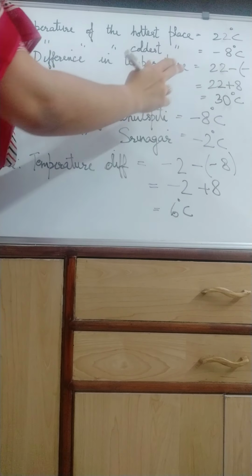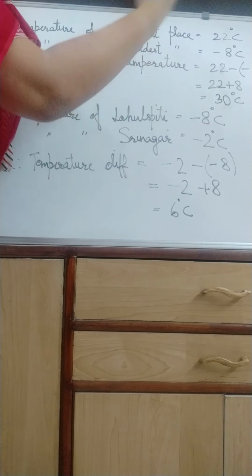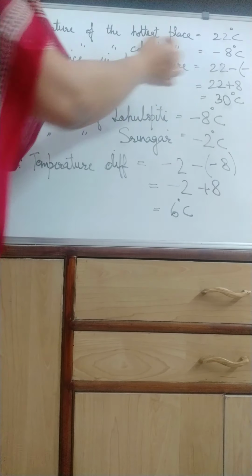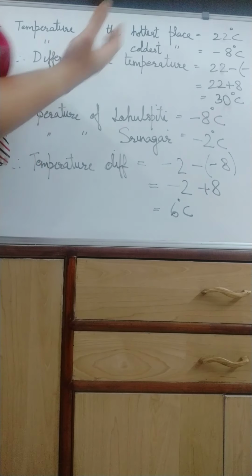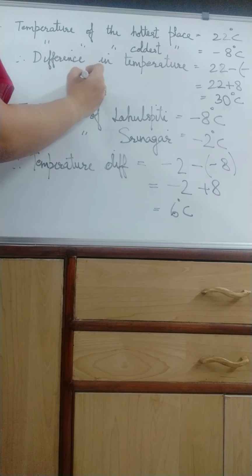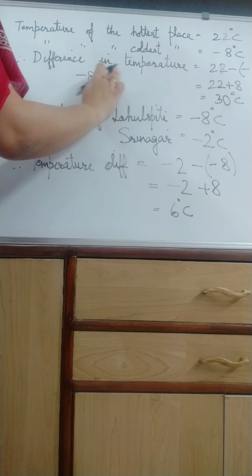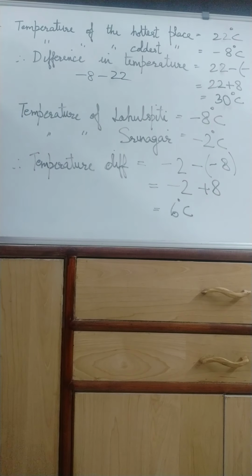Now I hope you know obviously that positive numbers are bigger and negative numbers are smaller, so we are subtracting -8 from 22 because 22 is bigger. If you would have written the opposite, -8 minus 22, your answer would have been -30, which would have been wrong. Why? Because your difference in temperature cannot be negative. Difference in temperature has to be positive. You say that there is a difference of 10 degrees between these two, or a difference of 5 degrees between these two. So the difference will always be positive in case of temperature.